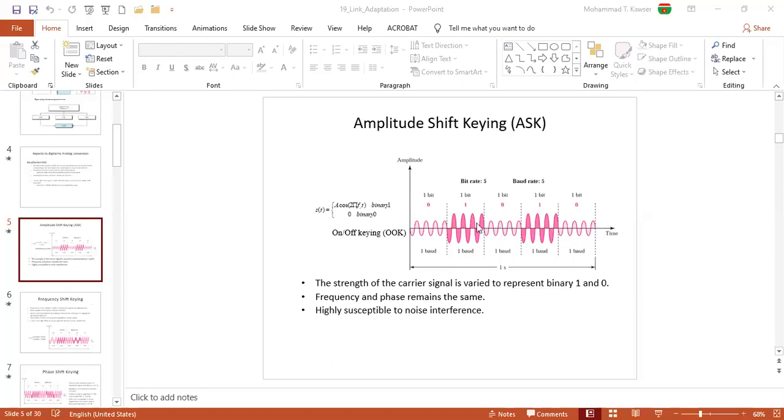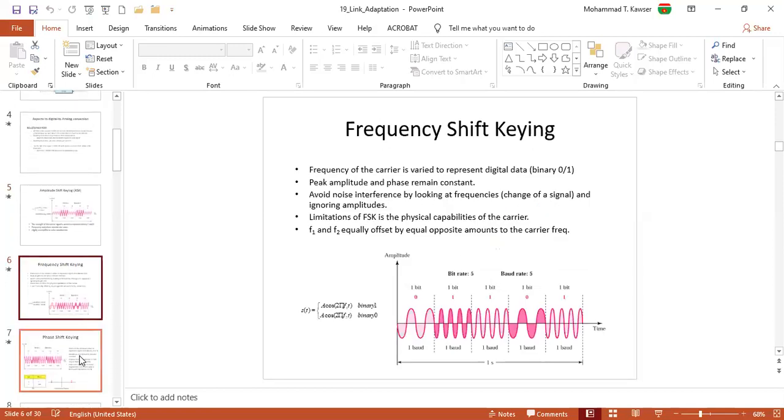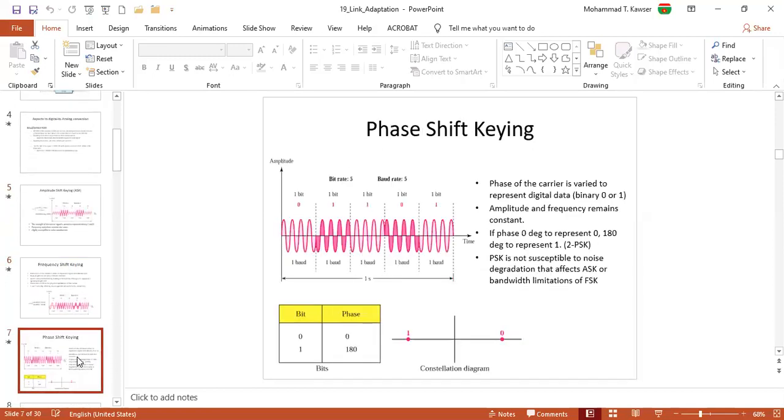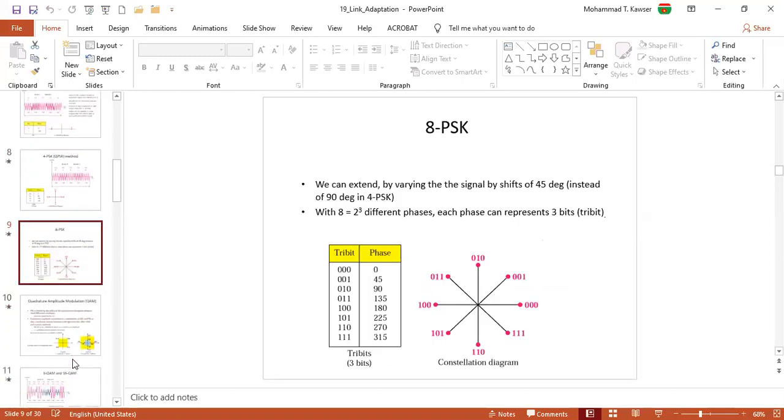So you get some signal, like, say, you see that we have two different amplitudes. Or in FSK, you change the frequency. In PSK, PSK is very common. QAM is the most common version.